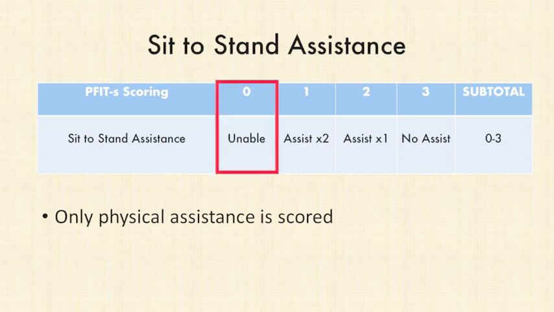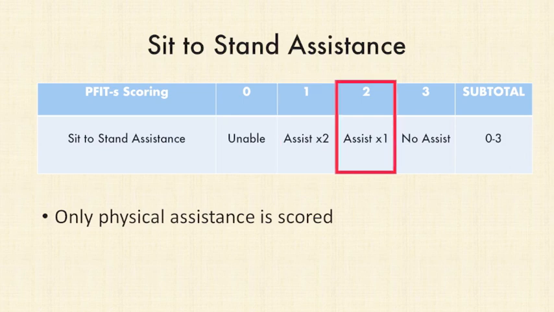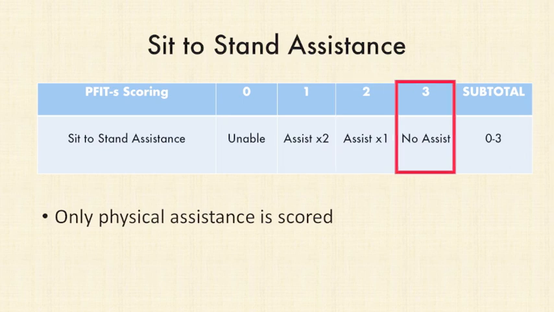If the patient is unable to stand from a sitting position, they will receive a score of 0. If the patient requires 2 people to stand from sitting, they will receive a score of 1. If the patient only requires 1 person to stand from sitting, they will receive a score of 2. If the patient can stand from a sitting position independently, they will receive a score of 3.